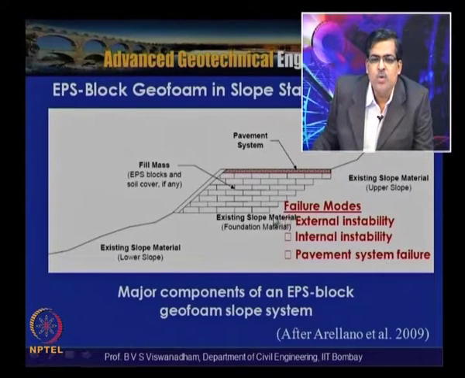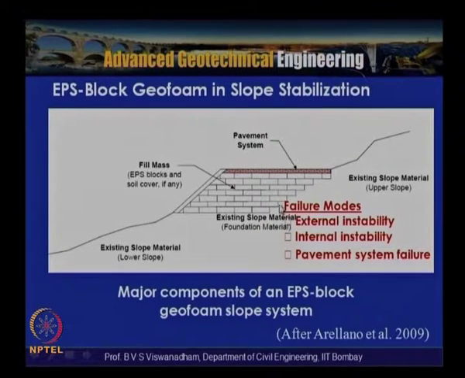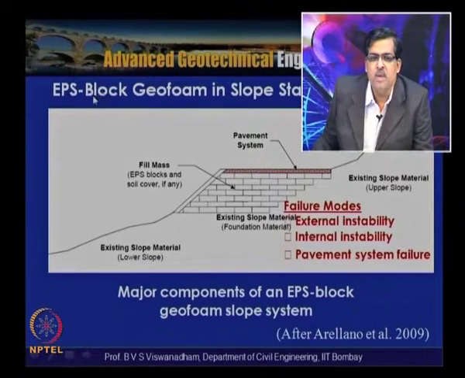This portion is the fill mass with EPS blocks and a soil cover. You can see the soil cover, and sometimes they also provide intermediate soil covers depending upon the requirement. This is the pavement system, and this is the existing slope material which is regraded and provided, and benching is provided to ensure enough resistance along this particular surface. This is the lower slope and this is the upper slope. So this is one way it is used very widely nowadays, with a particular type of material called EPS block geofoam.